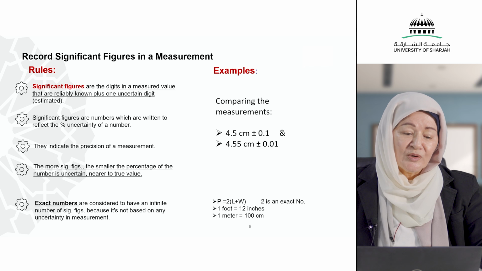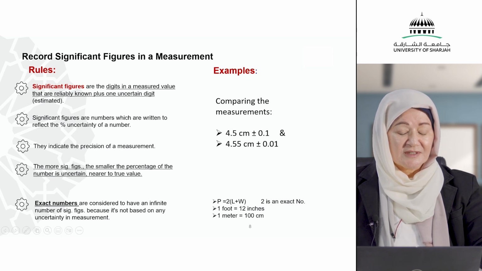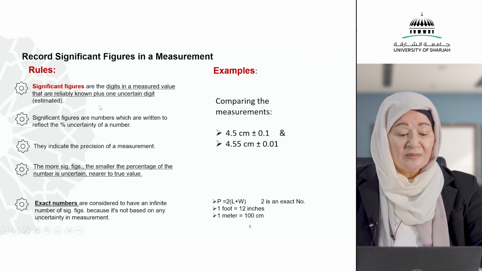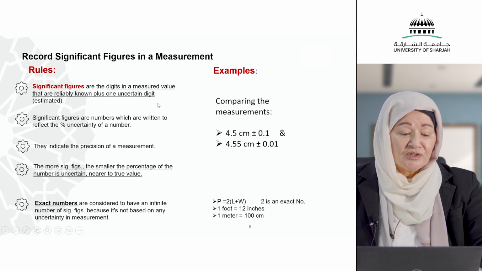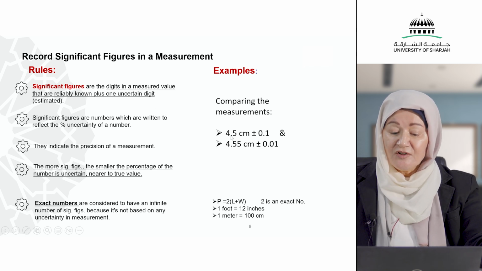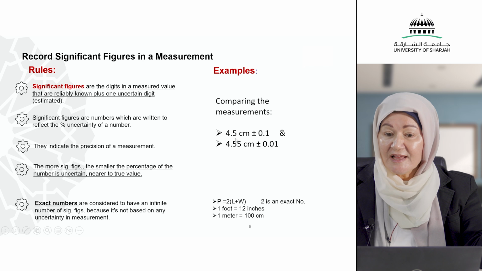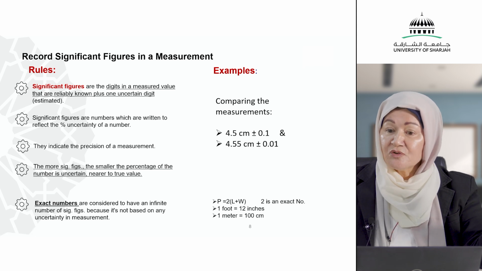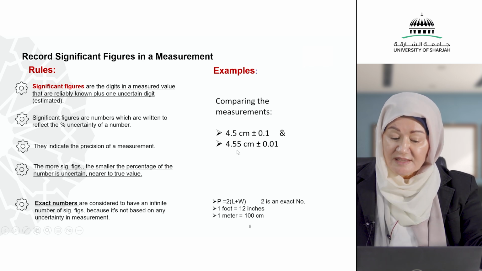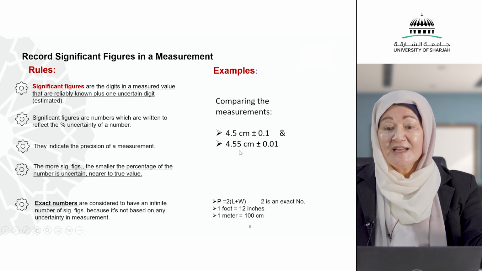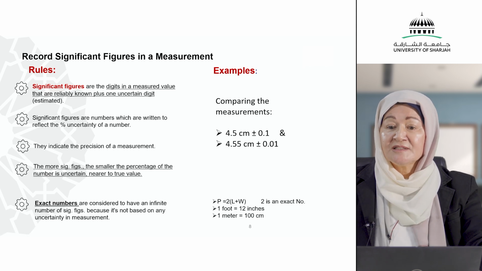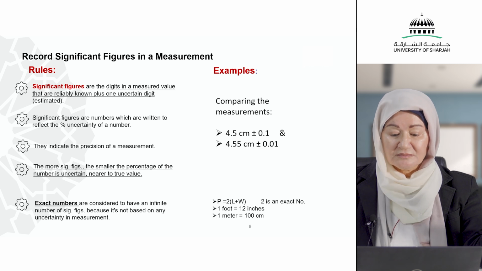Therefore, how do I record the significant figures in a measurement? There are rules. Significant figures are the digits in a measured value that are reliably known plus one uncertain digit. I have here 4.5 and 4.55. In the first reading, the 0.5 had been estimated, but I have to record it. In the second reading, 4.55, the second decimal had been estimated, but I have to record it.